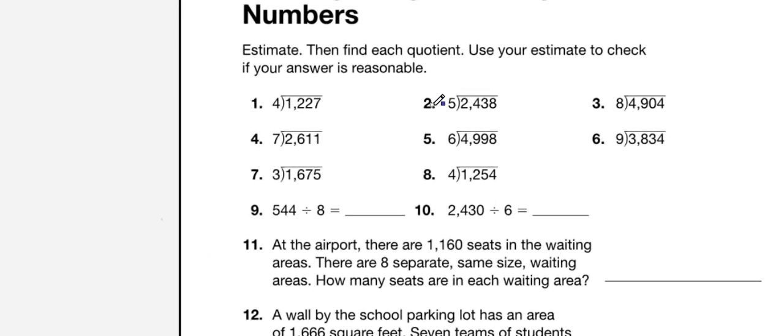All right, so now let's go over to number 2. So 2 is how many 5s can fit into 2,438.